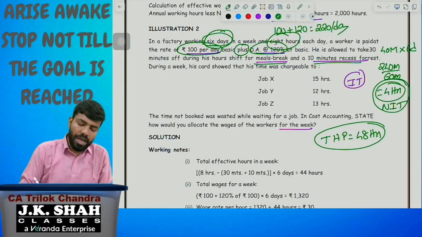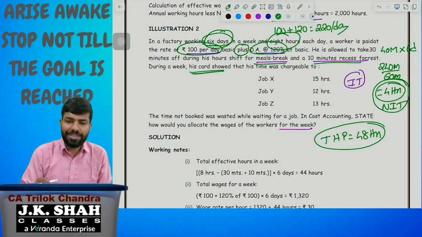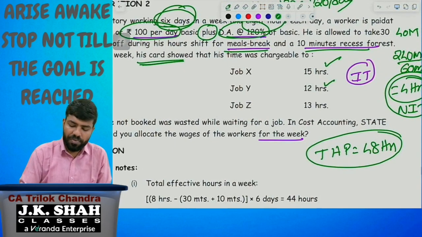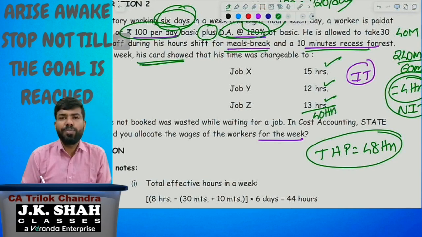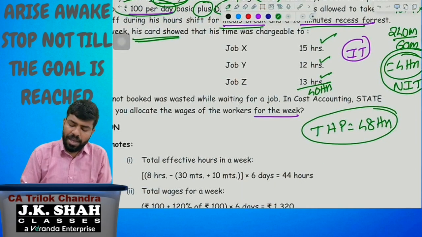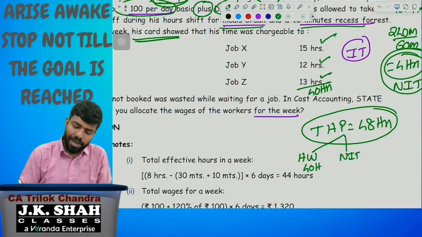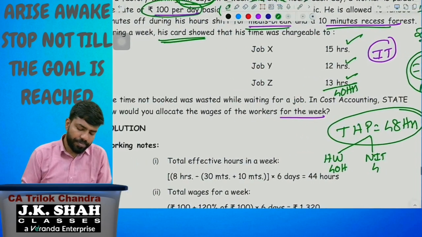Clear now? When it comes to the worker's job card, he booked on job X 15 hours, on job Y 12 hours, and on job Z 13 hours. Totally, hours booked is 40 hours. So out of these hours paid, I will classify hours worked as 40, normal idle time as 4.